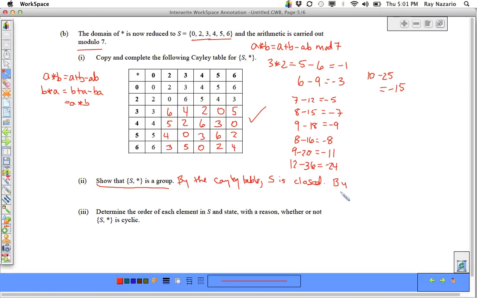By part A, star is associative. We proved that it was associative in all reals. This is a subset of the reals. So star is associative in R. Since S is a subset of R, and S is closed, star is associative in S.